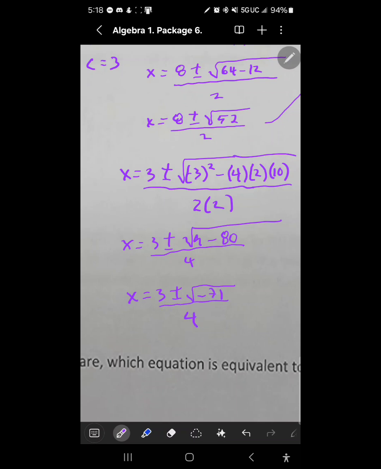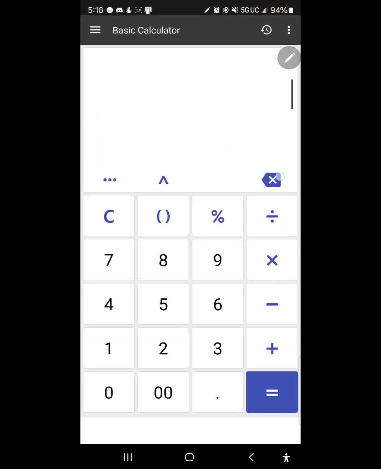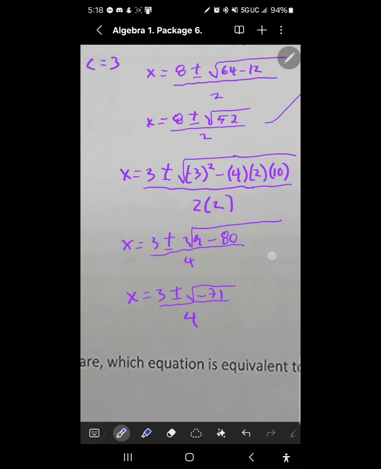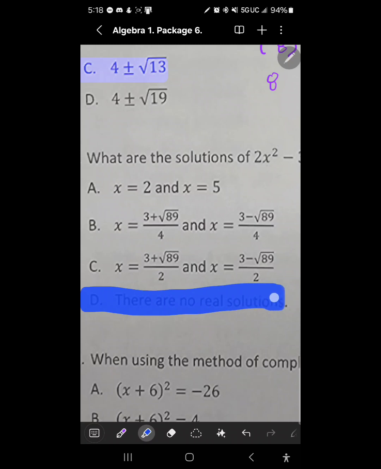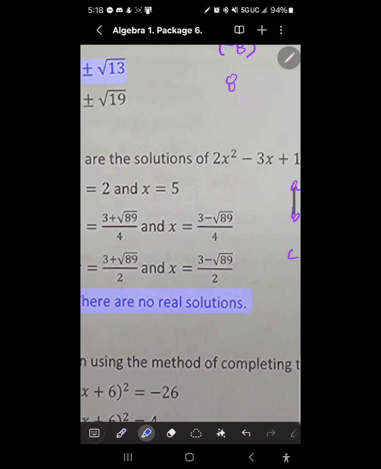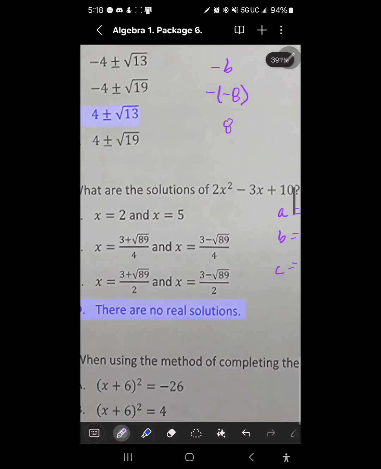Now, can we do the square root of a negative number? No, that's not a real number. We cannot do the square root of a negative number. If you put the square root of negative 71 in your calculator, the expression is incorrect. You just get an error. That's not possible. And since that's not possible, we say that there are no real solutions.